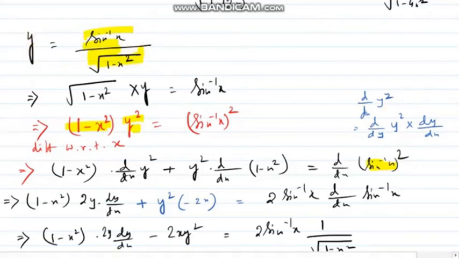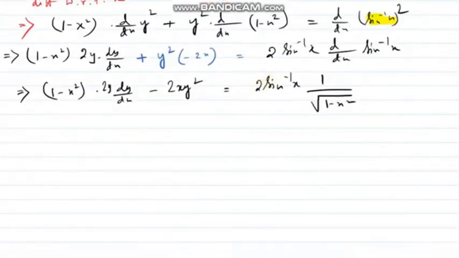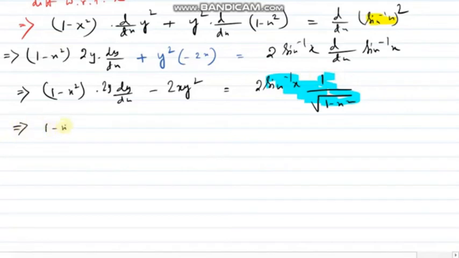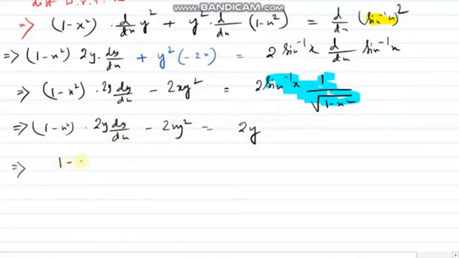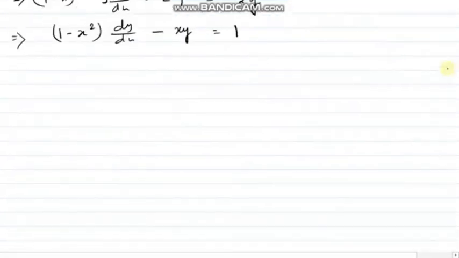So on the right hand side, can I write this part as y only? So can we write that 1 minus x square into 2y dy/dx minus 2xy square is equal to 2y. So the whole term I can divide by 2y. If I divide by 2y, it will be 1 minus x square into dy/dx minus xy is equal to 1. That is what we had to prove for this sum.